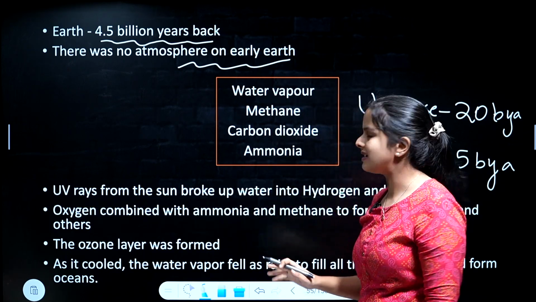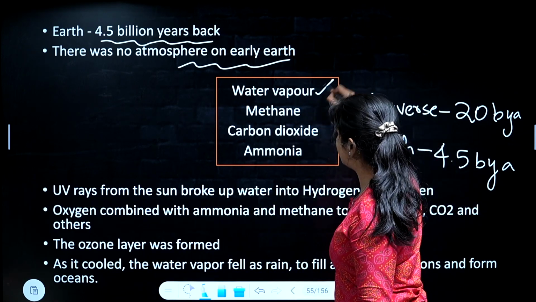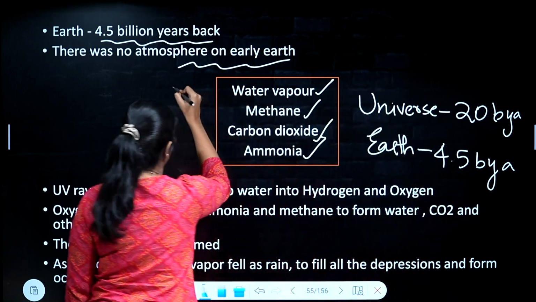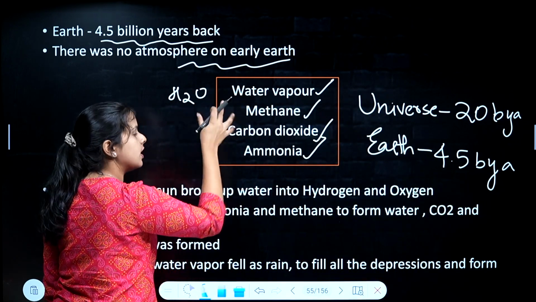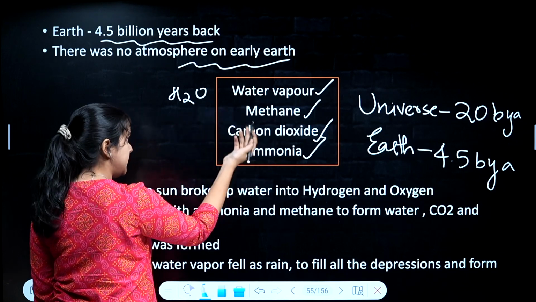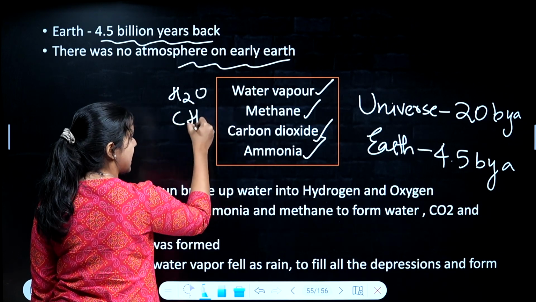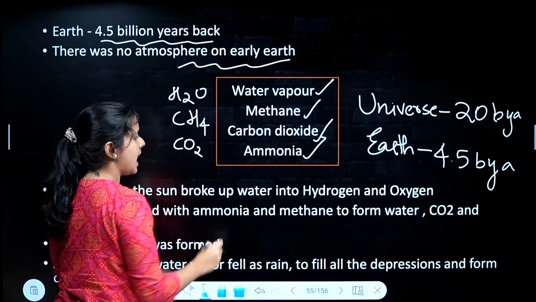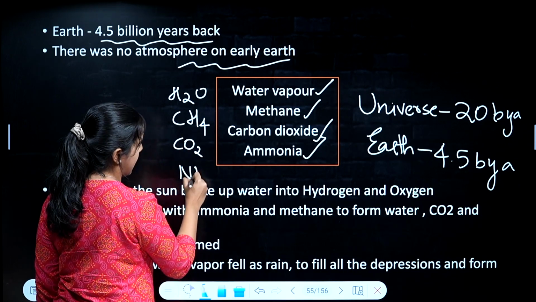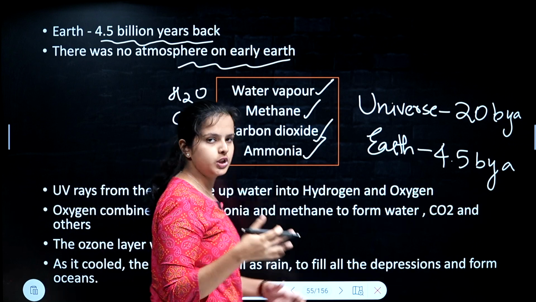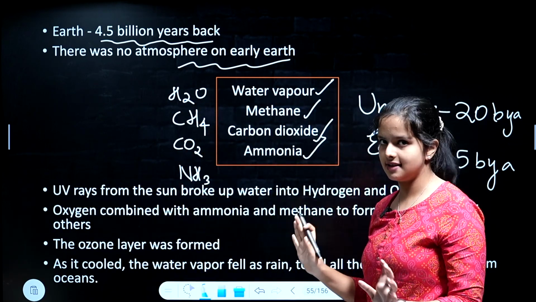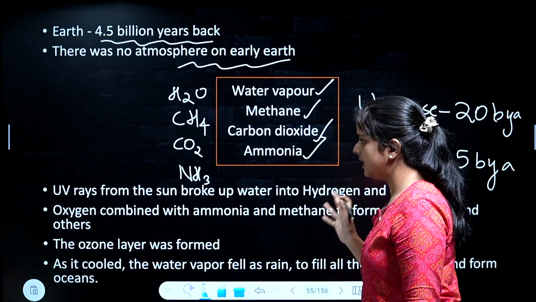There were only a few gases, some of them being water vapor, methane, carbon dioxide and ammonia. Water vapor is H2O, it's not water, it's water vapor. Then you have methane, which is CH4, carbon dioxide, which is CO2, and ammonia, which is NH3. Ammonium ion is NH4+ and ammonia is NH3. So these were the only four gases you could see on the early Earth.